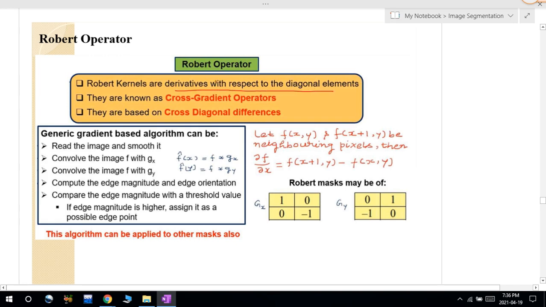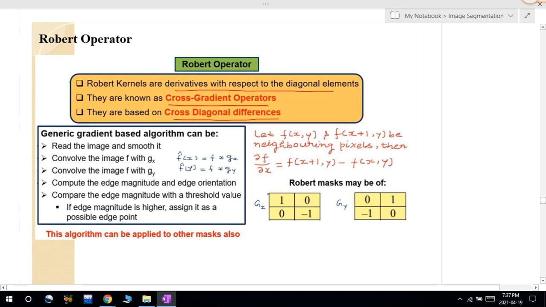So the main purpose of this Roberts operator is to give more importance to the diagonal elements, to find out the diagonal elements. These are also known as cross gradient operators, or they are based on the cross diagonal differences. Here we will use only these 4 values in the case of the Roberts mask, because in the case of the Sobel operator and Prewitt operator we consider a 3 by 3 matrix, but in the case of the Roberts operator we use this 2 by 2 matrix.